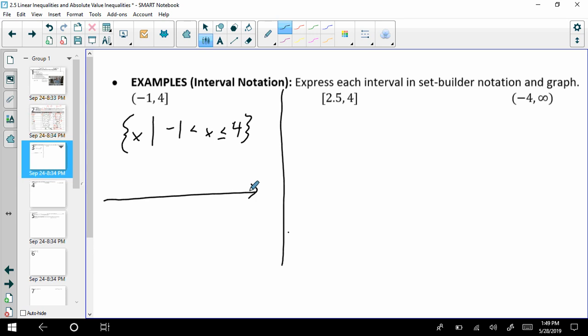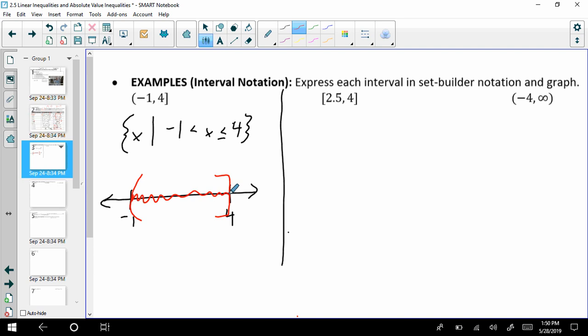On my number line, you don't have to fill in every single number. I'm okay if you do -1 and 4. We'll get the point across. I would want a parenthesis. I would want a bracket. And everything in between is an answer.